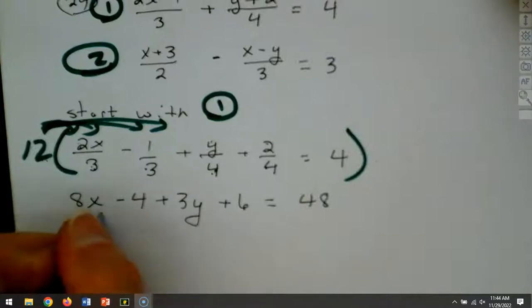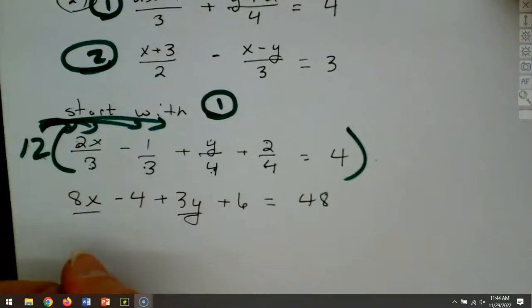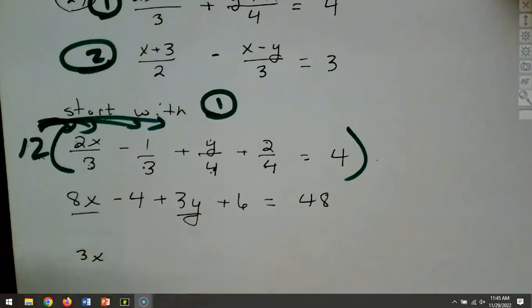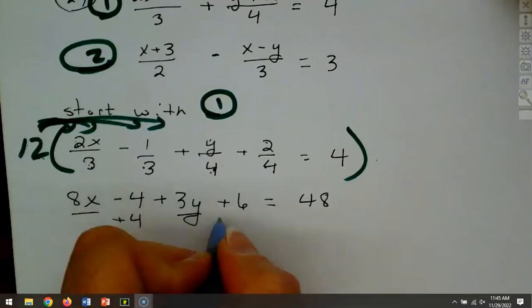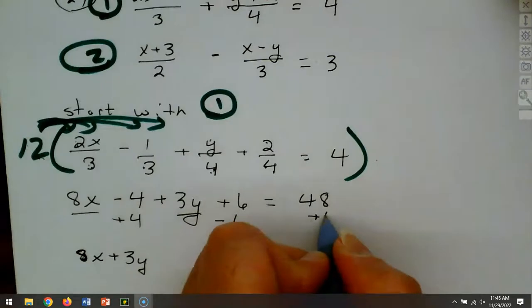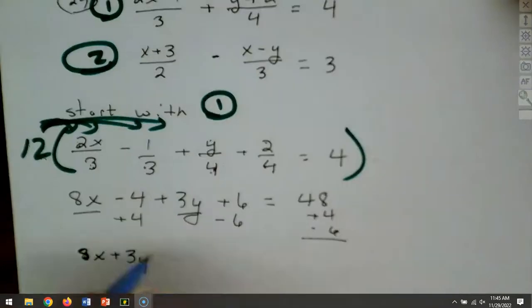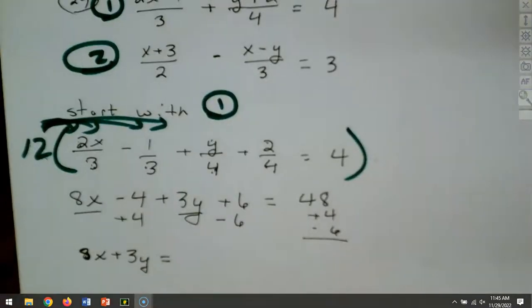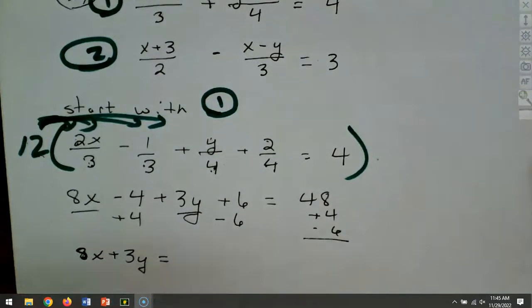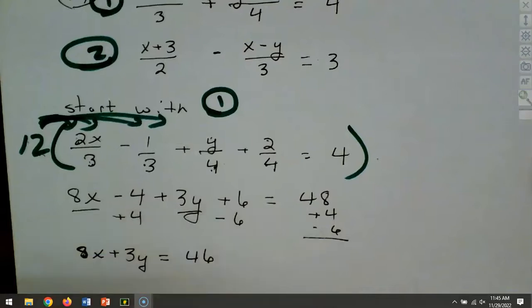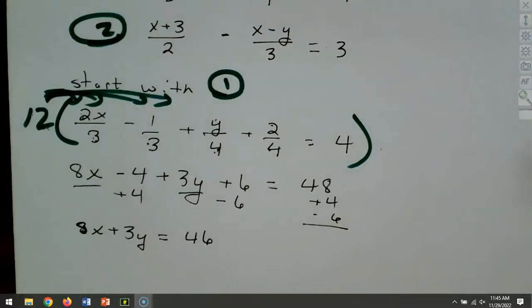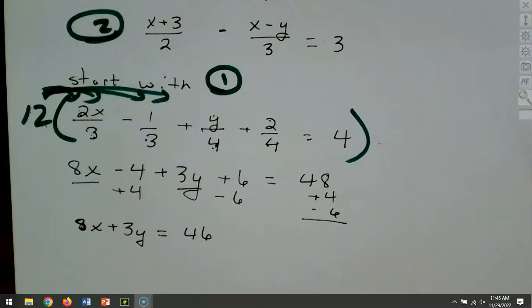Yep, so 8x and 3y can stay here. Right, correctly here, 8x and 3y. I'm going to add the 4 and subtract off the 6. And that leaves me then with 48 minus 2 it looks like, and 48 minus 2 makes it a 46, doesn't it? Is everyone okay with how I did that?